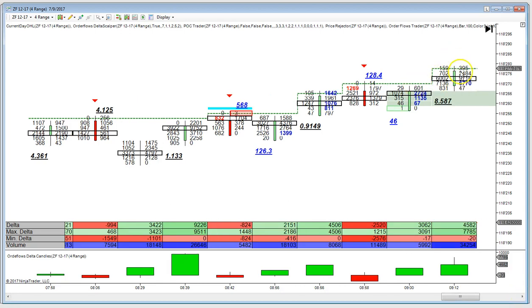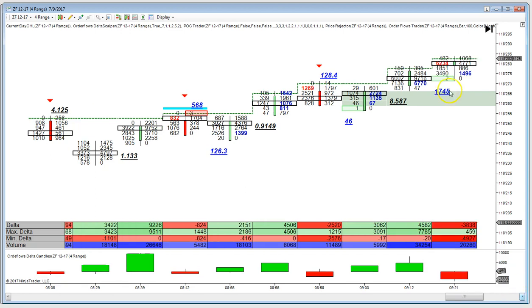So what happens? Boom, new high. You got a nice buying imbalance here, 6,000. Look at the delta, 4,500 positive. So the market's picking up a head of steam and starting to go higher.